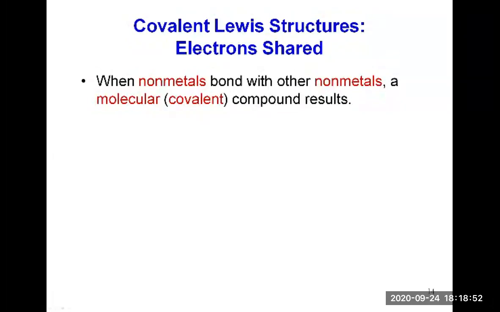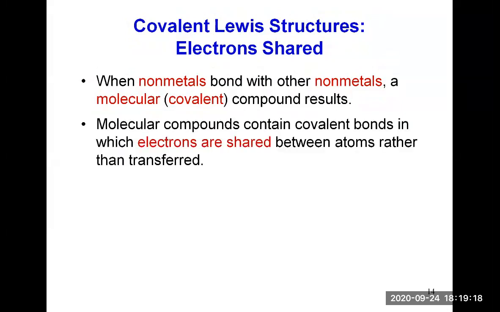This is the 5th video on chapter 12, and it will focus on covalent Lewis structures when electrons are shared between nonmetals. When nonmetals bond with other nonmetals, a molecular or covalent compound results. Remember how molecular and covalent are synonymous. You can say one or the other.